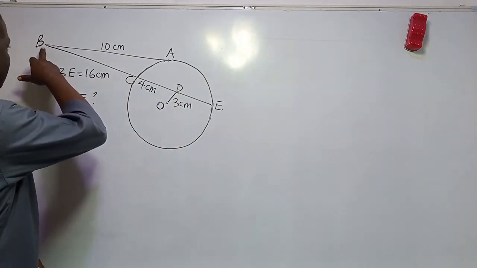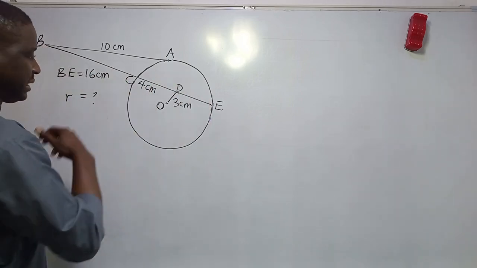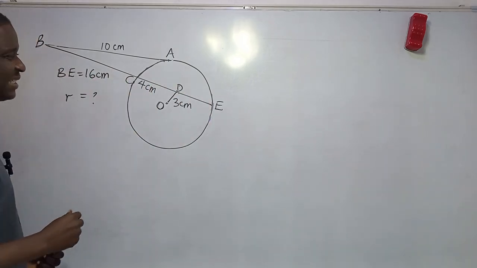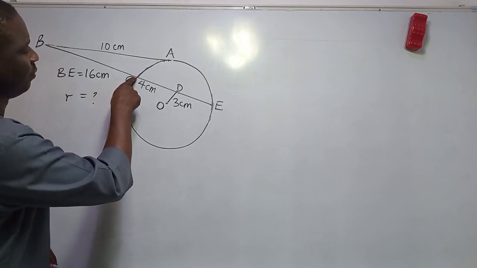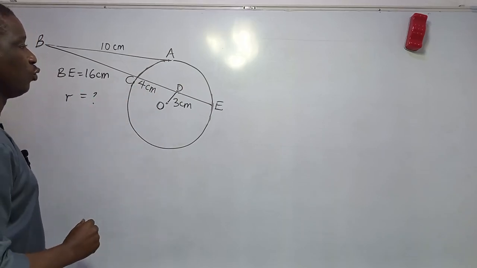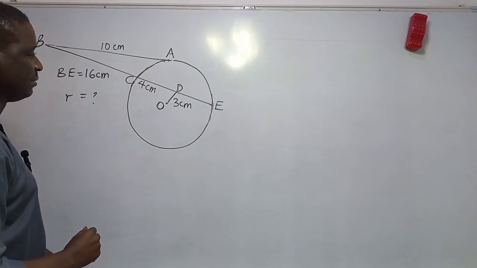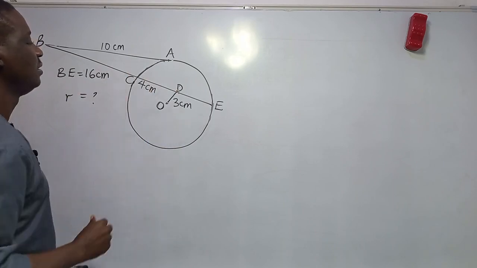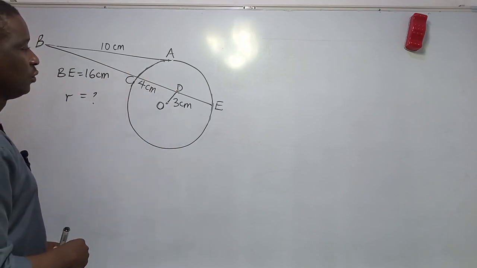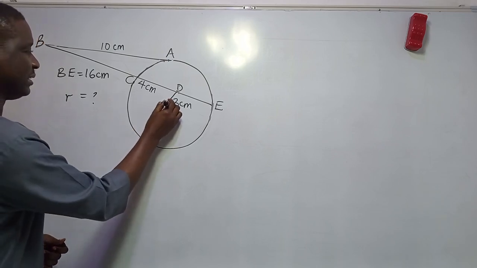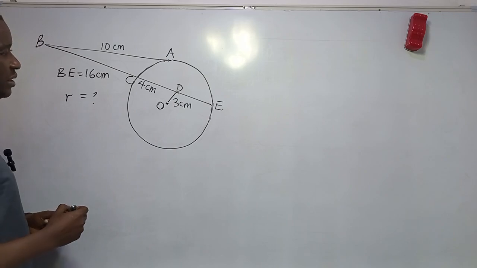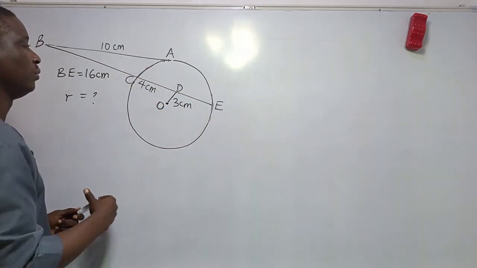This BE, the secant, is given to us as 16 centimeters. We are also given CD equal to 4 centimeters. Then OD is 3 centimeters. In this case, they say we should find the radius. Don't forget the center of the circle, this particular circle.